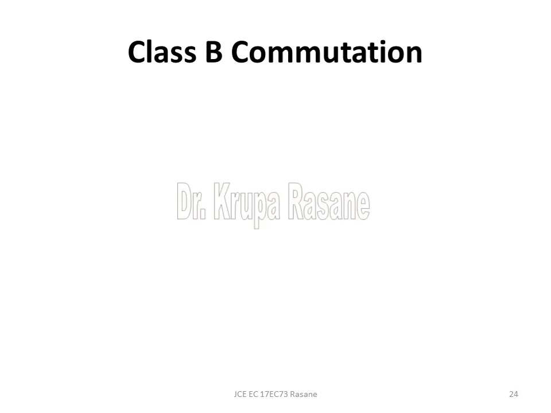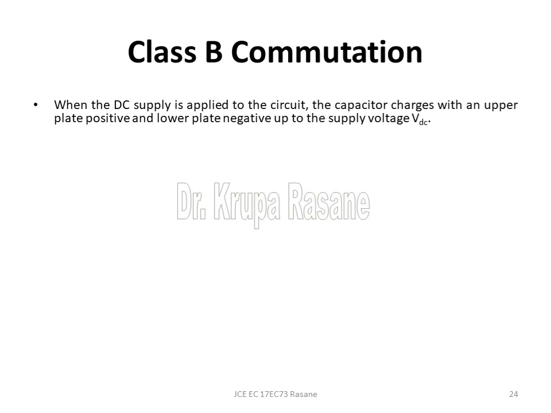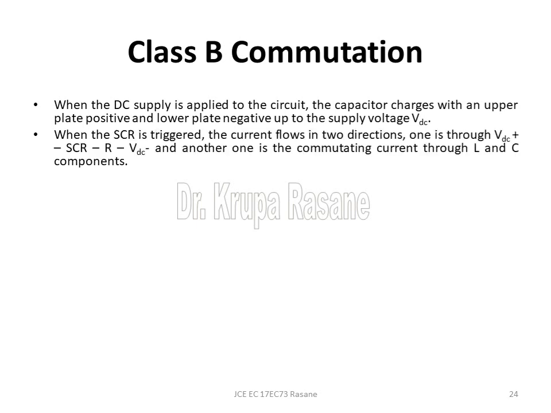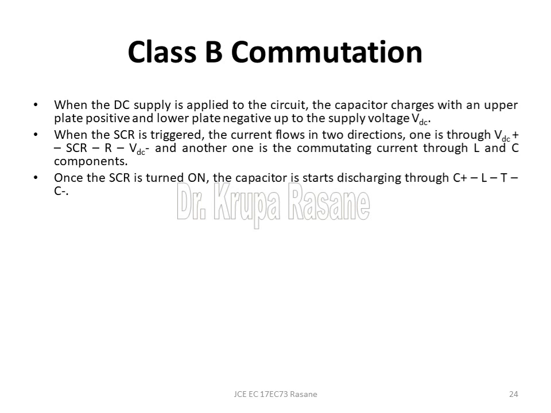So in class B commutation, just brushing up what I told you just now. When the DC supply is applied to the circuit, the capacitor charges with the upper plate positive and the lower plate negative up to the supply voltage input, that is VDC. When the SCR is triggered, the current flows in two directions. One is through the input VDC, through the SCR, through the load R and back to VDC negative. And another one is a commutating current through L and C components, that is the capacitor will be discharging through the commutating circuit.